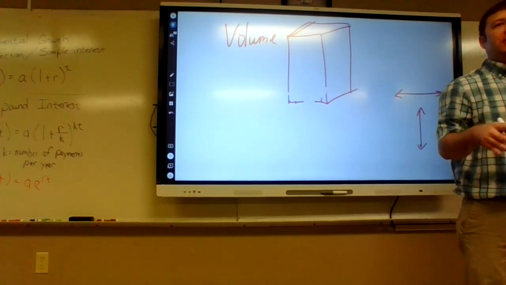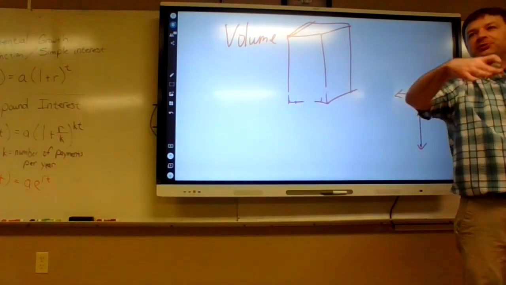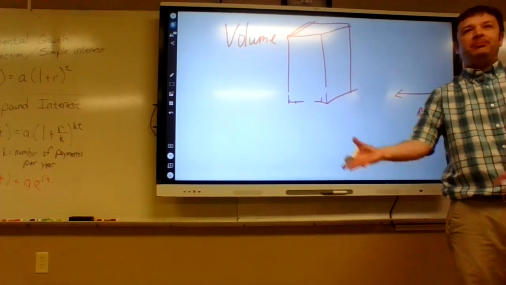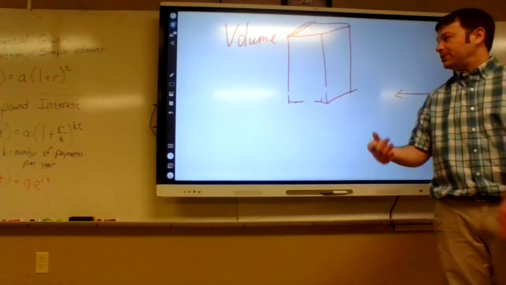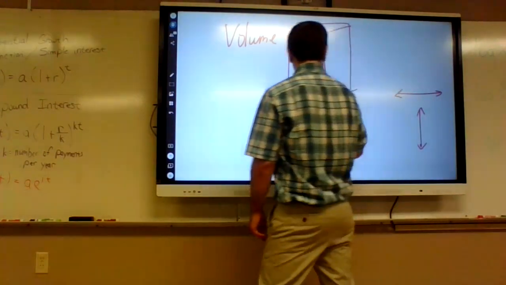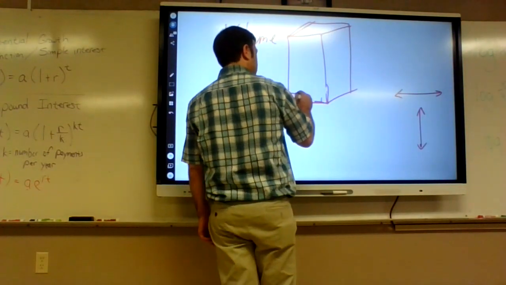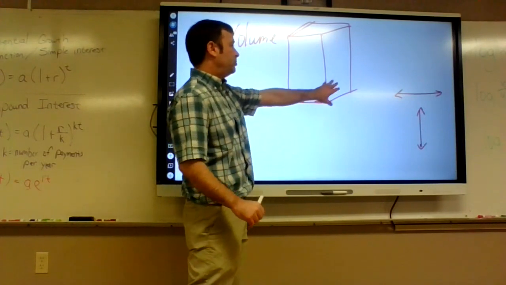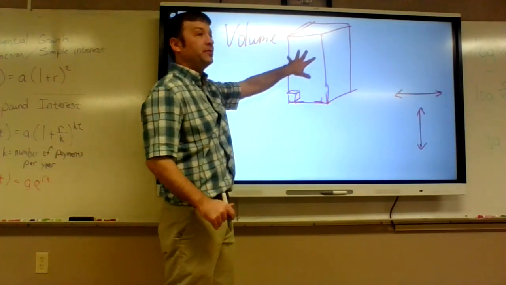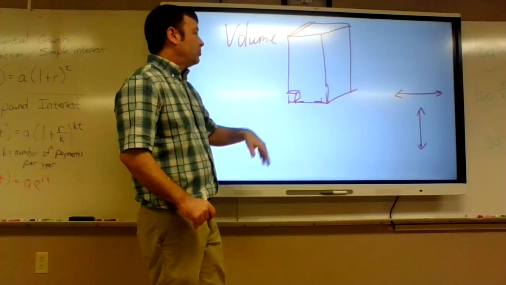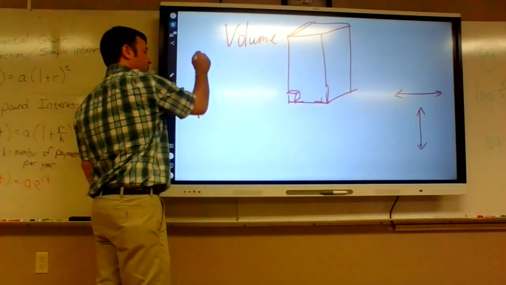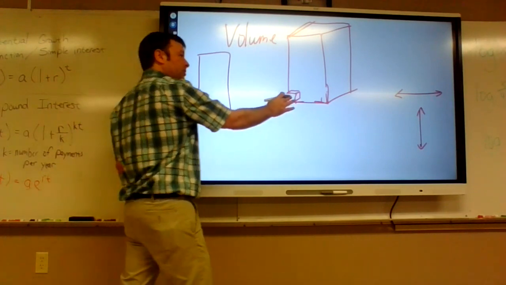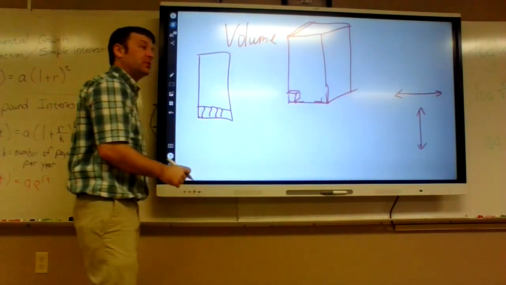So if I wanted to say how much this room could hold, you could measure it with cubes. How many boxes can I fit in here that are perfect cubes? So if I drew a picture, it might look kind of like this. Like, how many cubes can I fit inside this? That's how you measure volume. We measure area with little squares, right? How many squares can I fit? But we measure volume, three dimensions, with a cube.